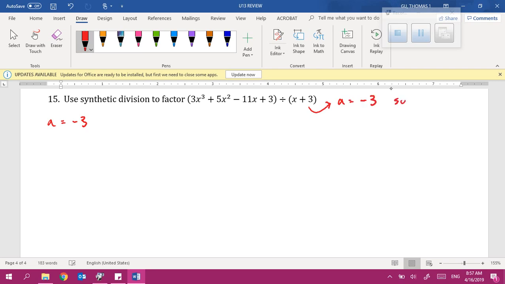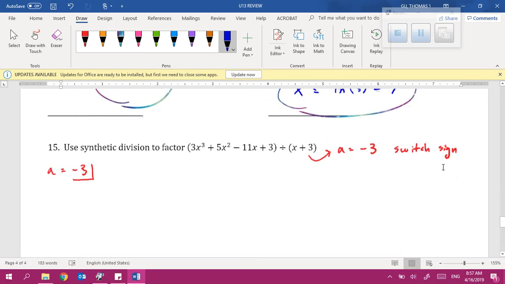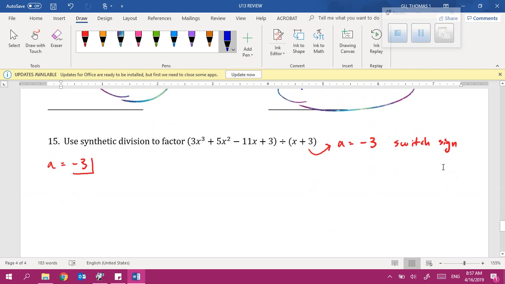So I'm going to make a little note, switch sign. Okay, so a is -3, there we go. And now I have to line up our coefficients. So what are the coefficients that I should be lining up here? 3, 5, -11, and 3.